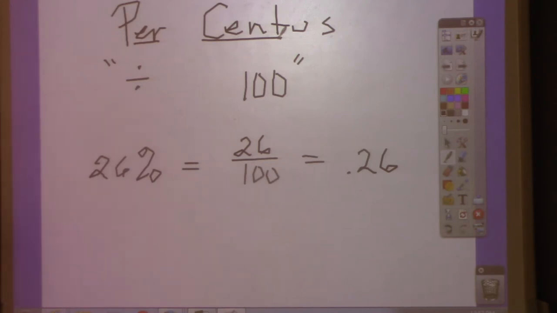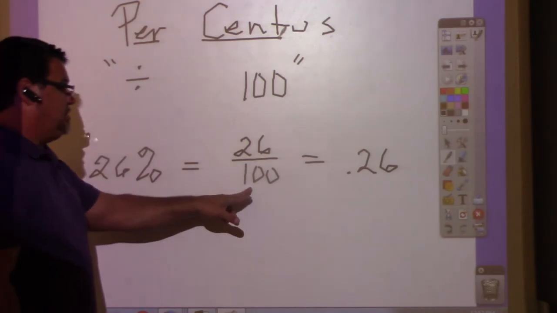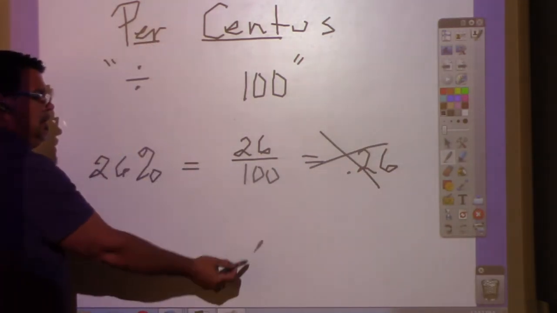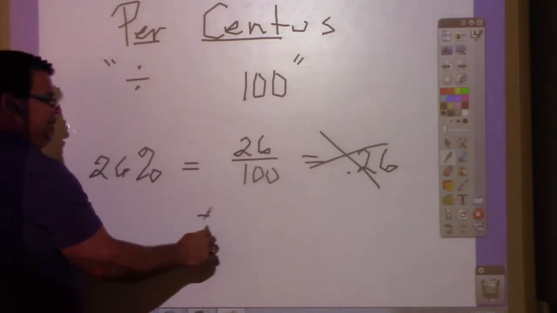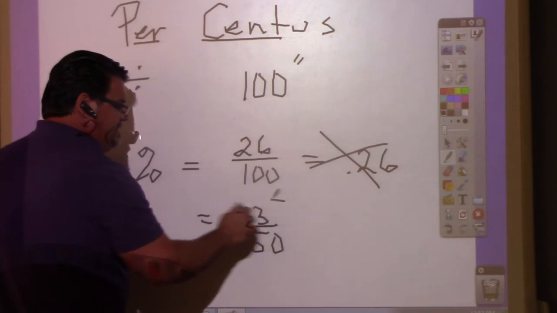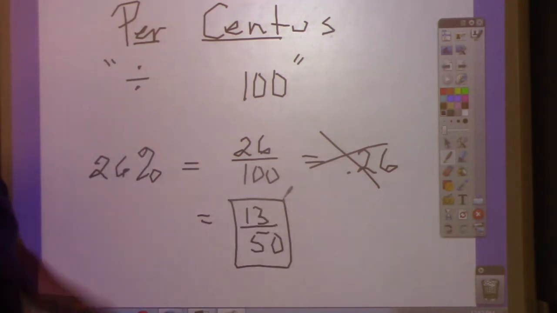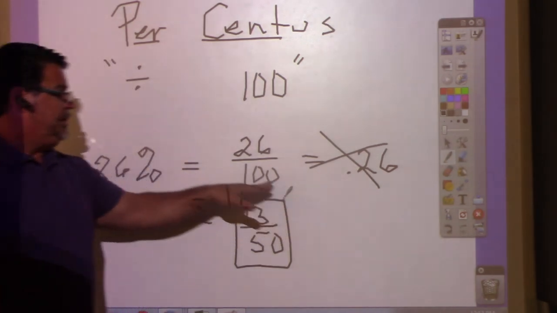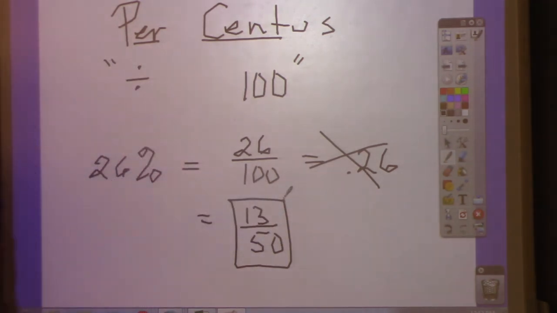Now, can I reduce this down if I left it a fraction? Let's say the directions say leave it as a fraction. What would I do with this fraction? 13 over 50. Good. If it says leave it as a fraction, then you need to reduce it all the way down. If it says write it as a decimal, you want to leave it over 10, 100, or 1,000. Well, 100 in this case because it's percent. And that's your mathematics in chapter 1.